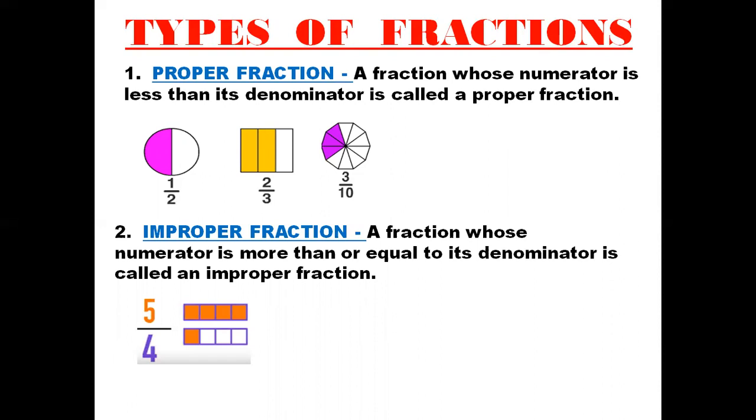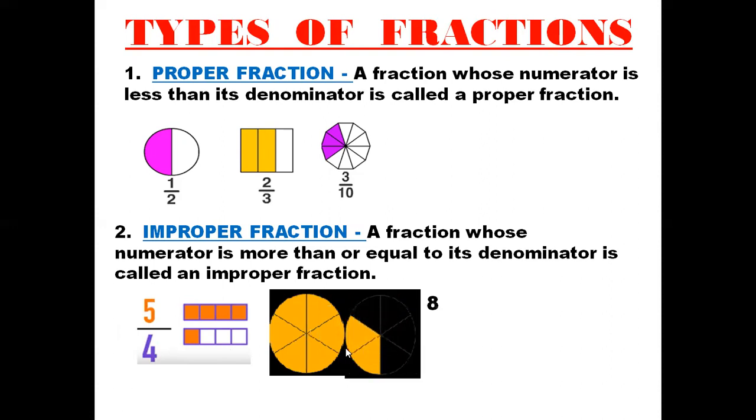So we can see that the name itself says it is an improper fraction. Here you can see that 5 is the numerator and 4 is the denominator. So 5 is greater than 4, that is numerator is greater than denominator. Now here we can see that 8 is the numerator and denominator is 6. So numerator is greater than denominator. So it is an improper fraction.